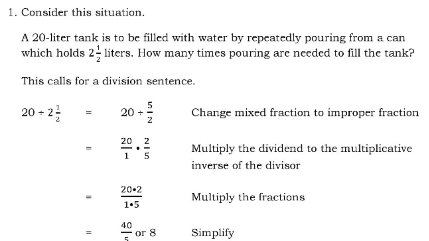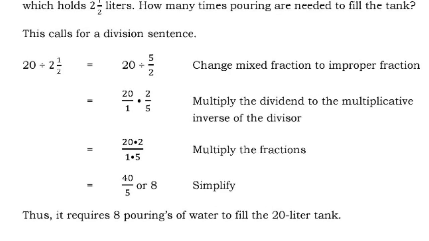20 is 20 over 1, so you're going to have 20 over 1 times the reciprocal of 5 over 2, the divisor, which is 2 over 5. Then 20 times 2 is 40, 1 times 5 is 5, so 40 over 5, or 8.